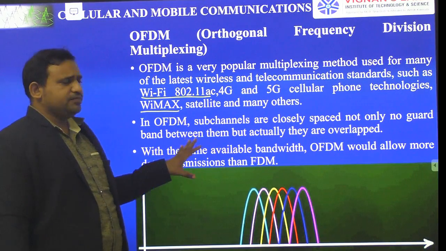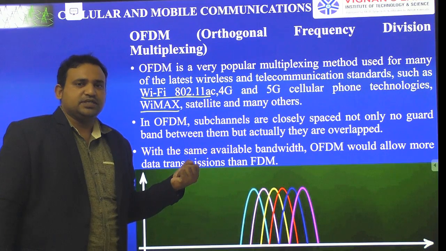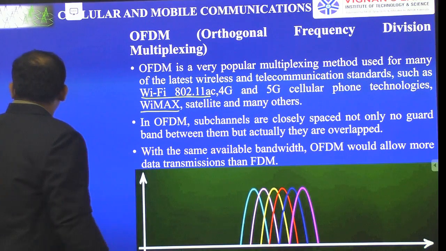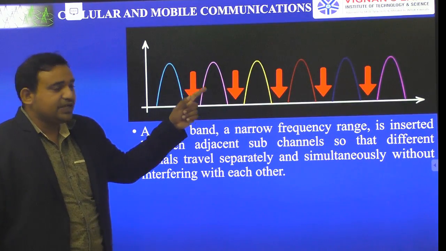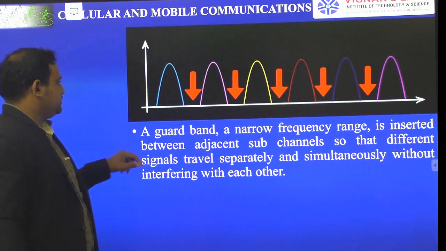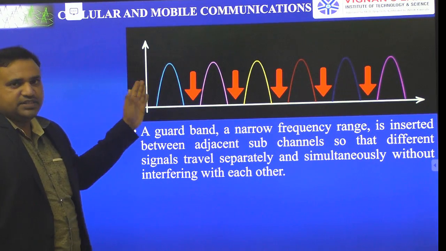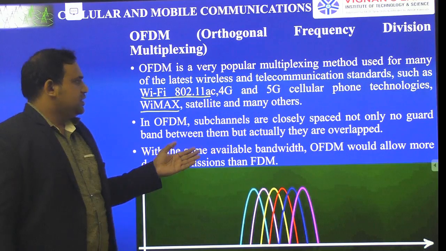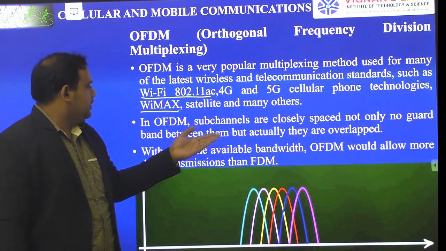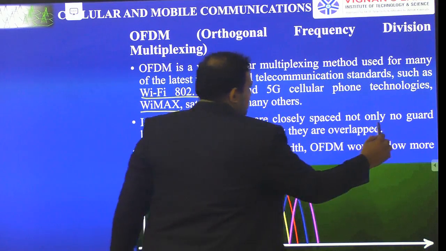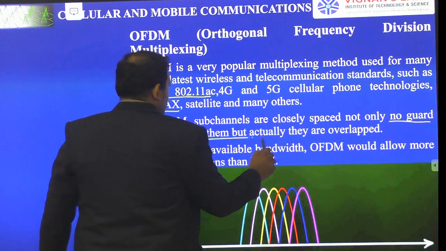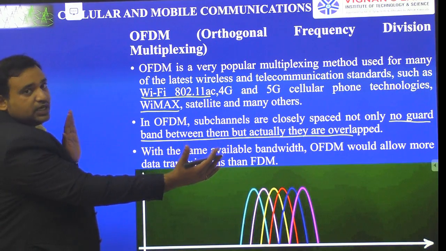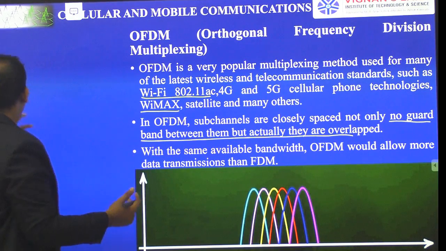So in OFDM, these subchannels are closely spaced. I am repeating here, you can see the figure, the channels are closely spaced. Here in FDM, we have inserted the guard bands between the respective channels of different signals. Here, these are closely spaced only, and no guard band is between them. This is the highlighted point. No guard band is between them, but actually they are overlapped. Here we have taken the signals closely. Here they are separated.